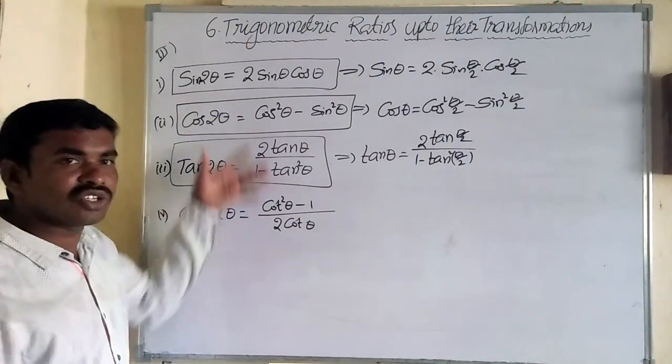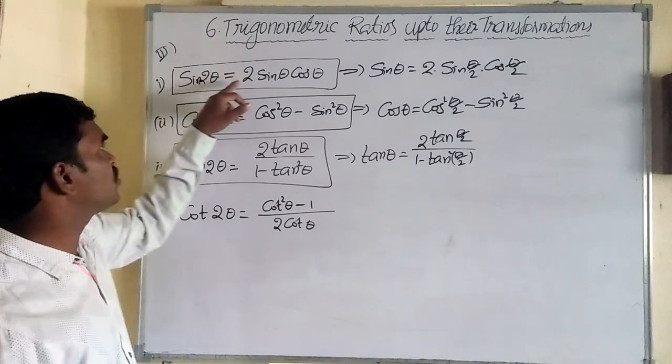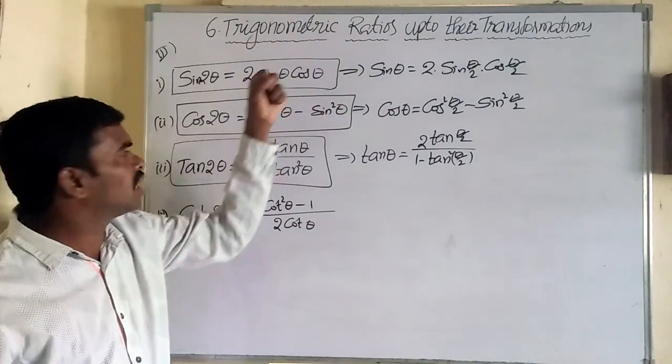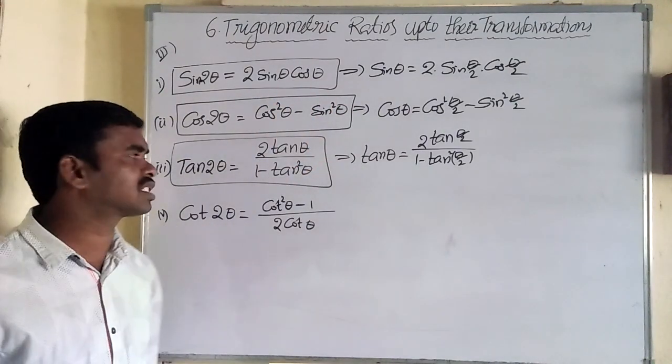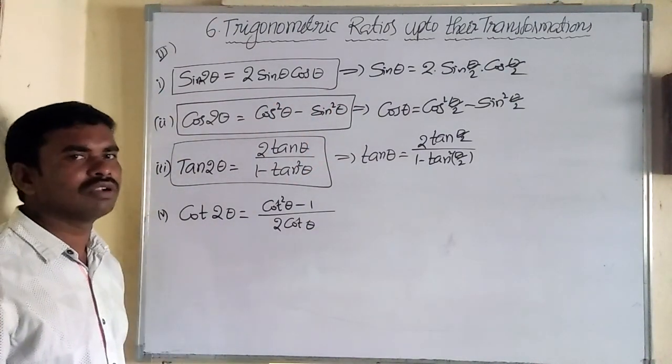Now this is also useful. From sin 2 theta there are only these 2 formulas, but using the cos 2 theta formula we can derive 4 more formulas. So please note down.